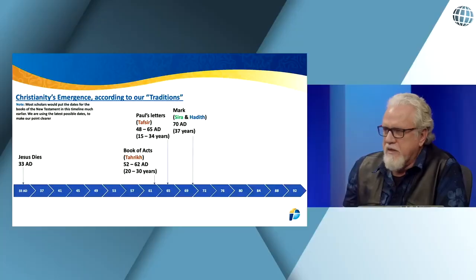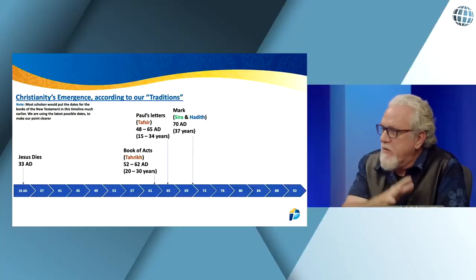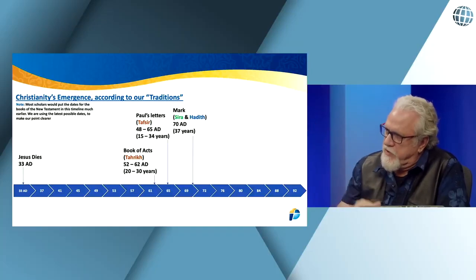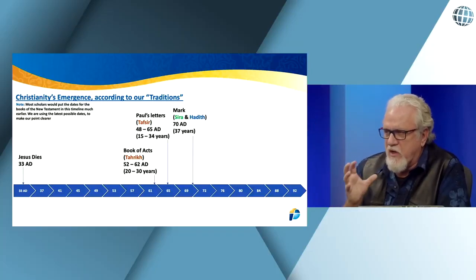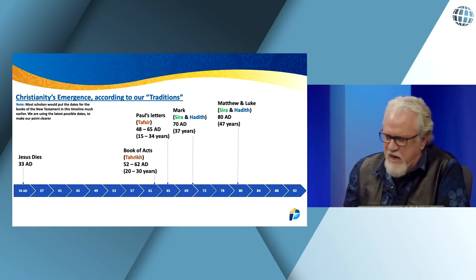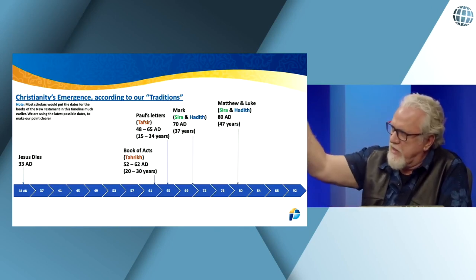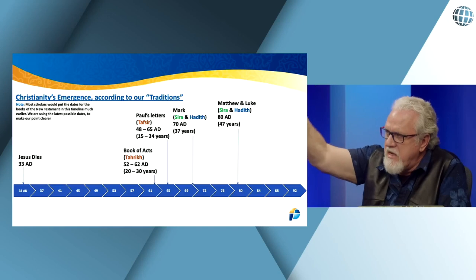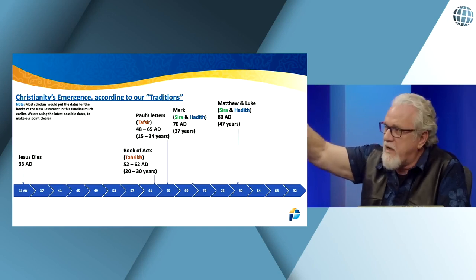So then you have the Sira and Hadith of Mark, died in 70 AD by the most liberal dates. So within 37 years, you have the Gospel of Mark written, followed by the Gospels of Matthew and Luke. You can see here the Sira and the Hadith of Matthew and Luke. 80 AD is the date. I'm going to put the most liberal date I can find.